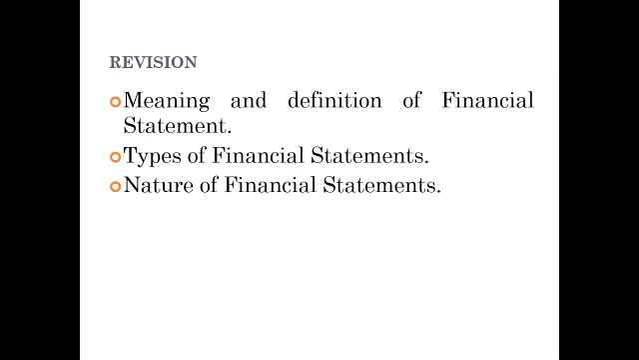So all the stakeholders use the financial statements. Next, the types of financial statements. Four broad types we discussed: the income statement, the position statement, that is the balance sheet, the statement of cash flow, and the last one, the statement of changes in equity. Under three heads the cash flow statement will be prepared: operating, investing, and financing activities.